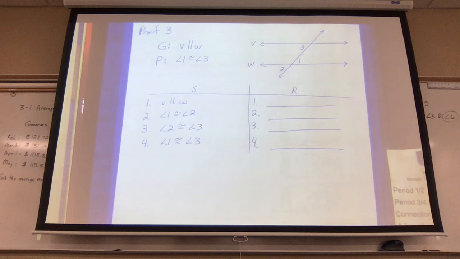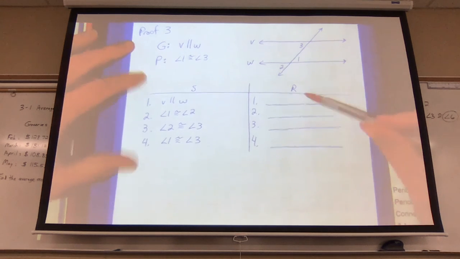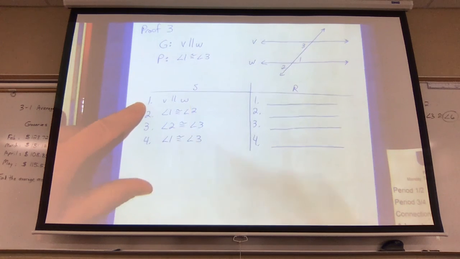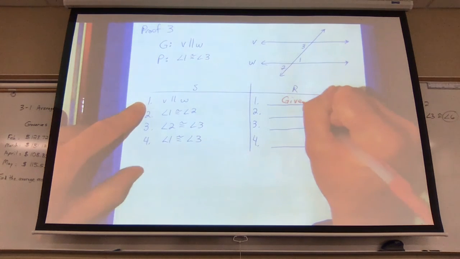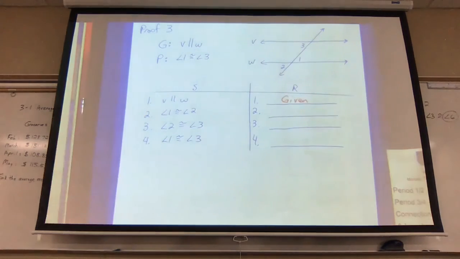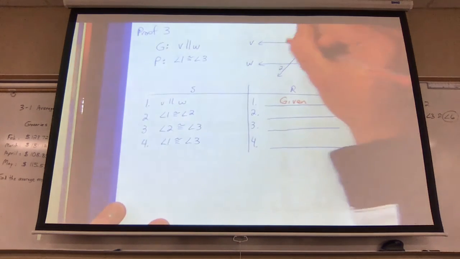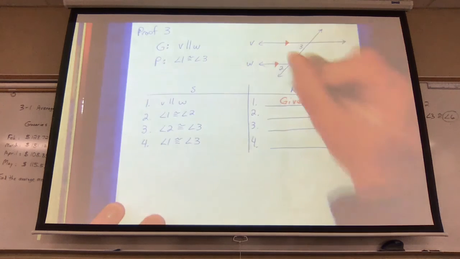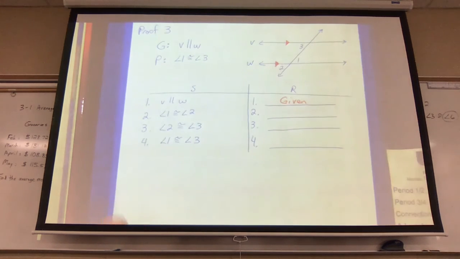Anybody need more time to copy it down? All right, let's try it out. These go a little quicker because all we've got to do is fill in the reasons here. First step says B is parallel to W. Where's that coming from? That's given. Matches up to the given. First step is given. And if you want to, you can put that on your picture. B is parallel to W. And those 2 lines are parallel.